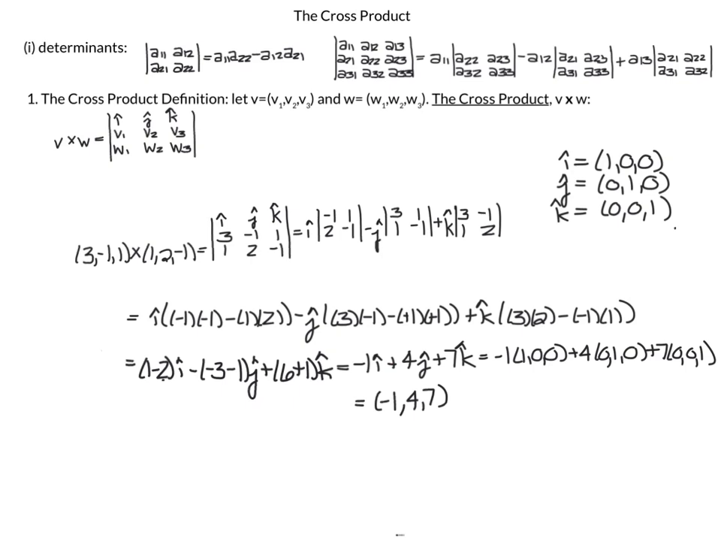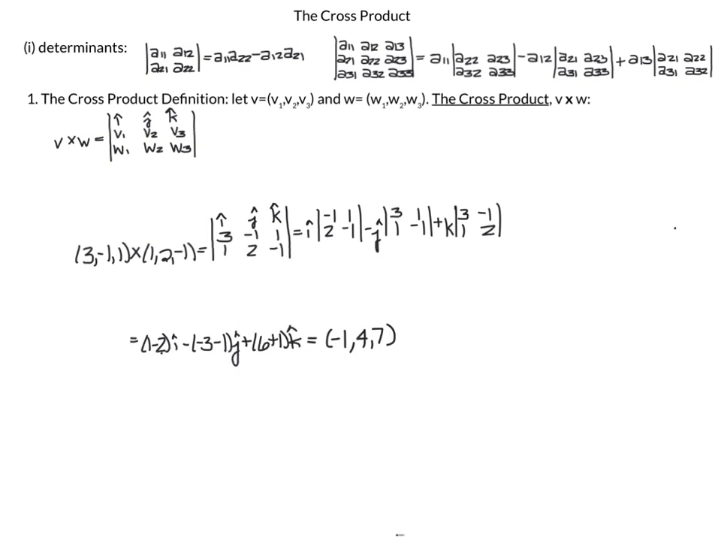And if it helps, although really you should get used to this, the i, j, and k directions: this is minus 1 times i, the unit vector in the x direction, plus 4 times j, the unit vector in the y direction, plus 7 times k, the unit vector in the z direction. So you can expand it out this way, and your final answer is minus 1, 4, 7.